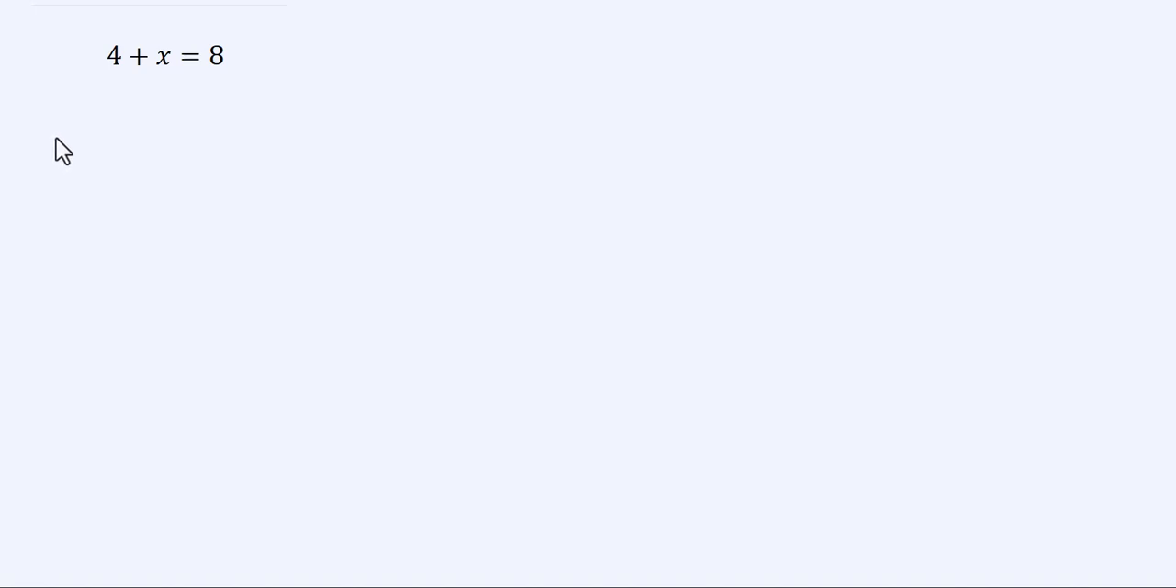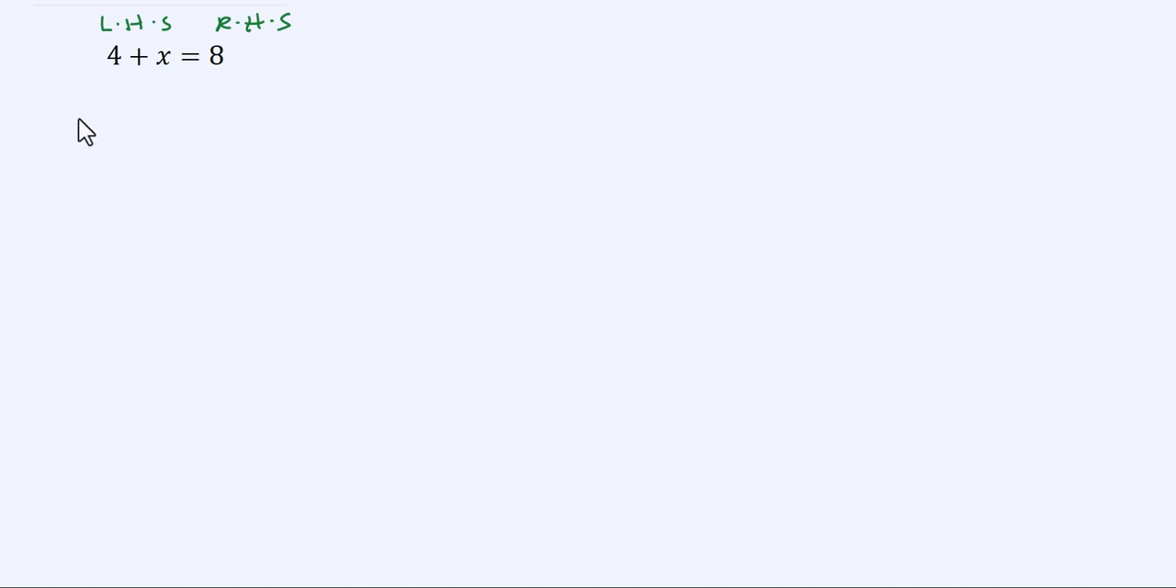So what are we going to subtract from both sides? We are going to subtract the number which is with our variable. So on this left hand side, we have 4 and x, while on the right hand side, we have 8. So what do we need to remove from the left hand side to make x stand alone? 4. And how can we do that? We have to subtract 4 from both sides.